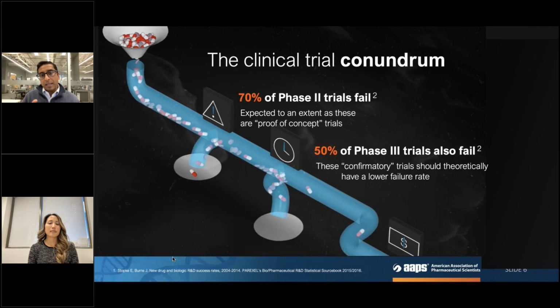What's more surprising, however, is that over 50% of clinical trials also fail at the phase 3 phase. Now, these really should serve as large confirmatory trials that theoretically have a lower failure rate, but as you can see here, more than half the studies that are entering into this ultimate stage continue to ultimately fail.